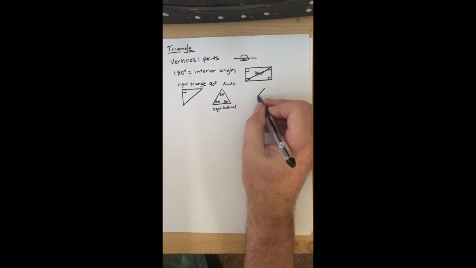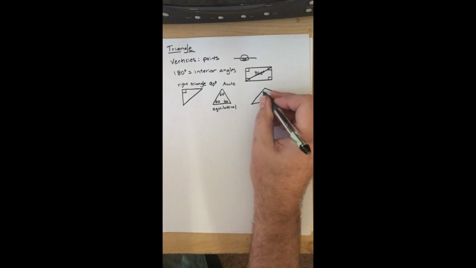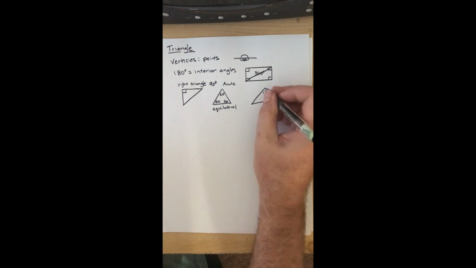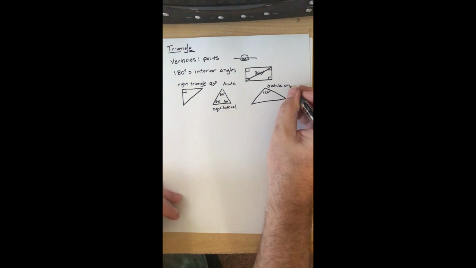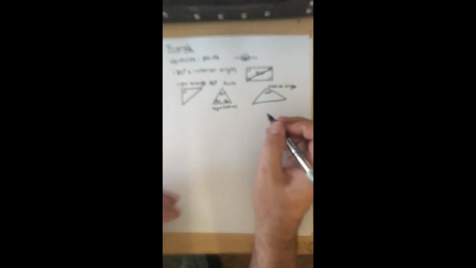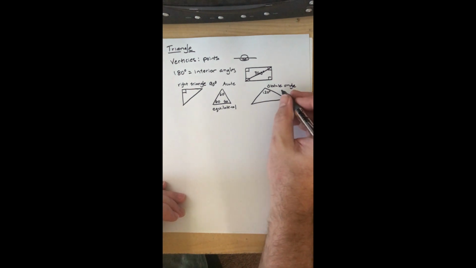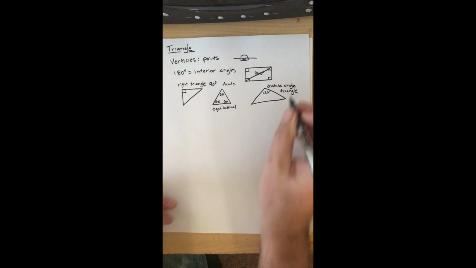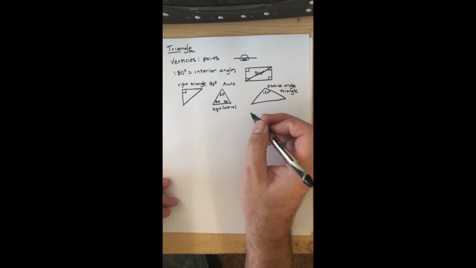And then I can have an angle that is larger than 90 degrees. Let's say 120 right here. That is an obtuse angle, and so that makes that an obtuse triangle. Okay, so there's right, acute, and obtuse.